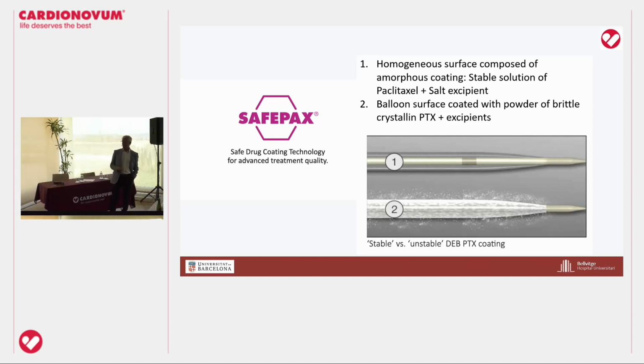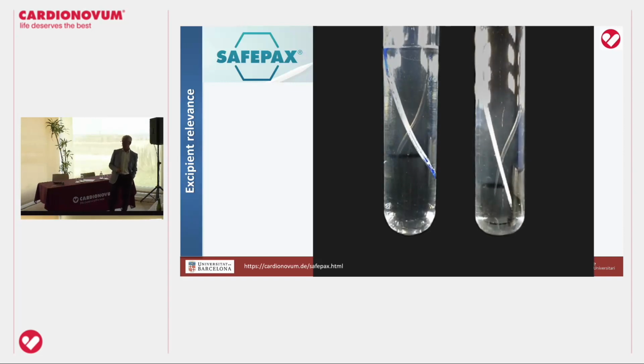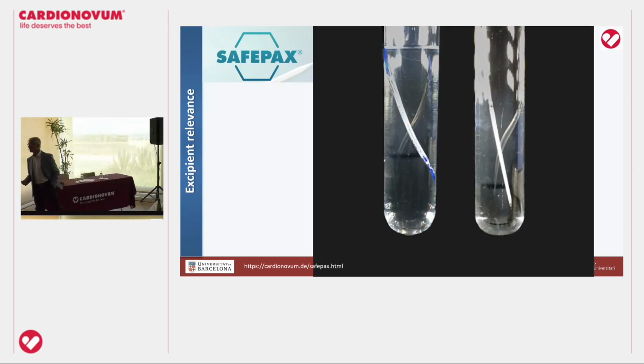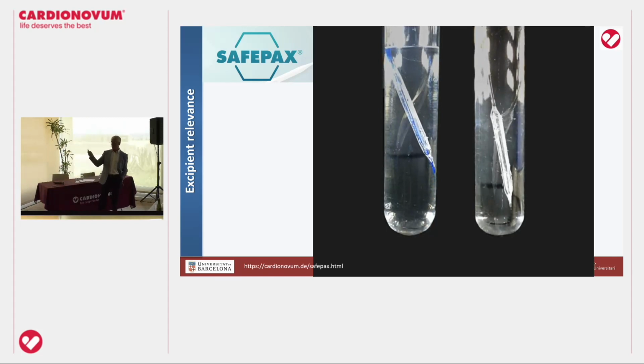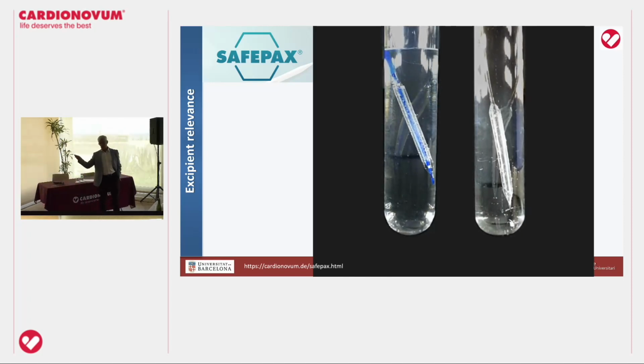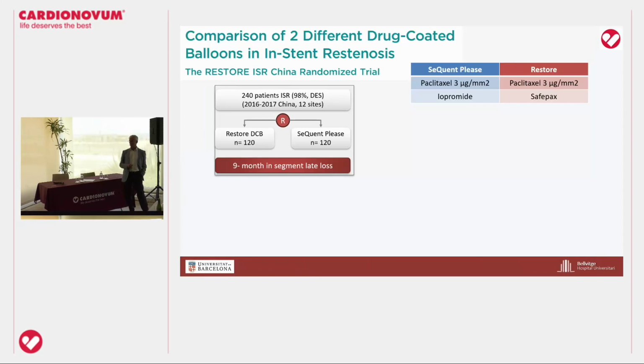Okay, and this is a video that shows this distal embolization. You can see on the left the Restore balloon, and on the right another balloon with paclitaxel, and there are microparticles that are delivered into the flow that can create this microembolization, which can be relevant for the patient at that time. This is, for example, a comparison of iopromide to SafePac.